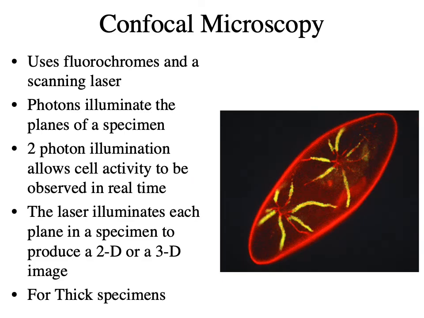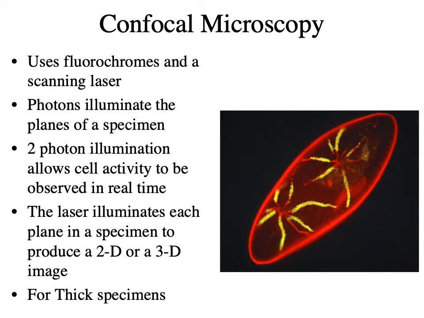In confocal microscopy, we are going to look deep within the structure of what we are observing. And we're going to use fluorochromes and a scanning laser. And then we are going to excite those fluorochromes so we can see deep within the structure and be able to visualize internal structures within that specimen.